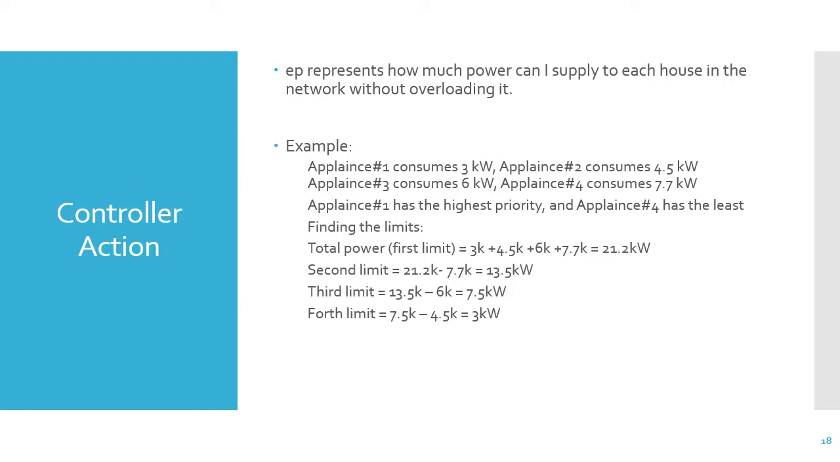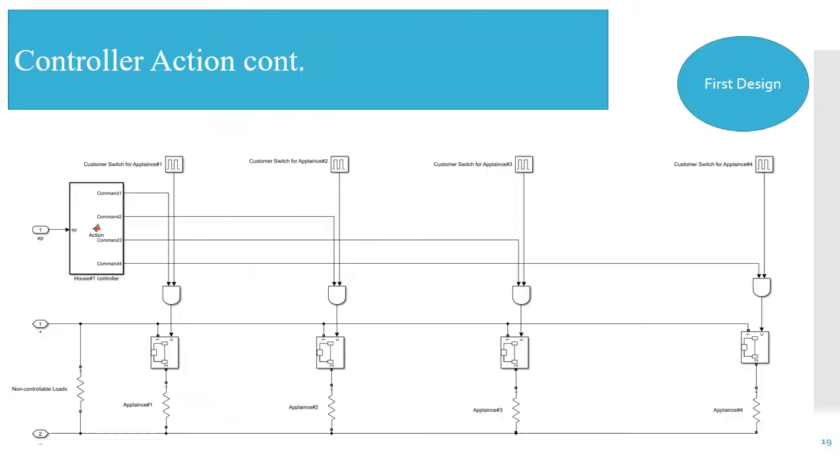The second limit is the total power subtracted by the power consumption of the appliance with the least priority. The third limit is the second limit subtracted by the consumption of the second least priority appliance. And the fourth limit will be equal to the power consumed by the highest priority appliance.